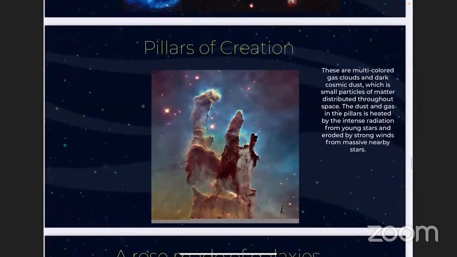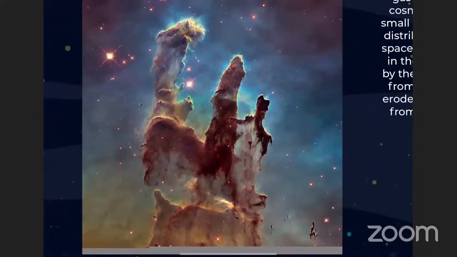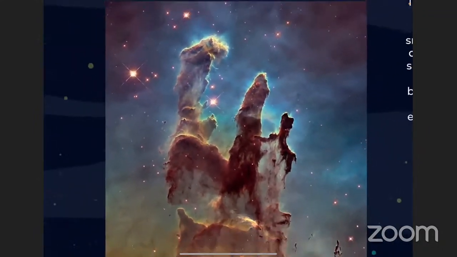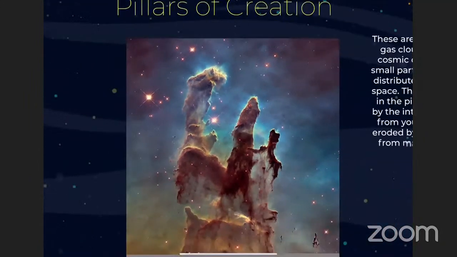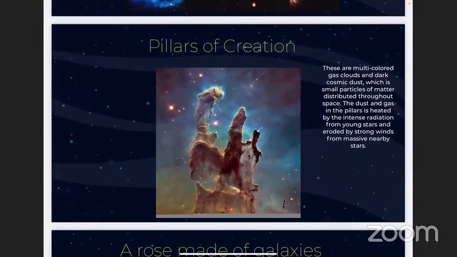The pillars of creation. These are multicolored gas clouds and dark cosmic dust, which is small particles of matter distributed throughout space. The dust and gas in the pillars is heated by the intense radiation from young stars and eroded by strong winds from massive nearby stars. As you could see, this alone is a few million light years long. It is huge. However, thanks to the Hubble telescope, we're able to see it all in one picture.